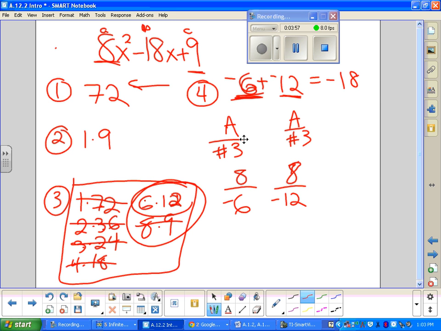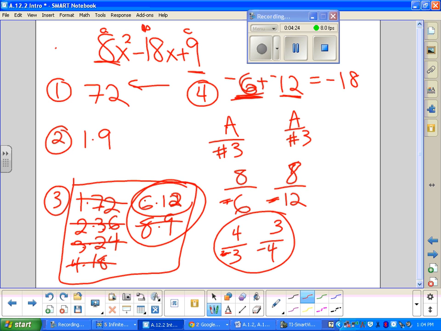8 over negative 6 becomes, 2 goes in next. It would be 4 over negative 3. And 8 over negative 12 would be 2 goes in, 2 over negative 3... 3 over negative 4. Notice that the negatives stay at the bottom. We're not going to put them back in the top. They're going to stay like there.